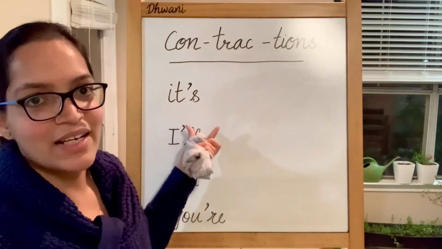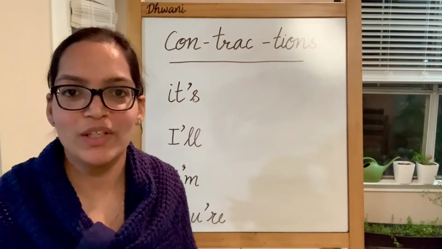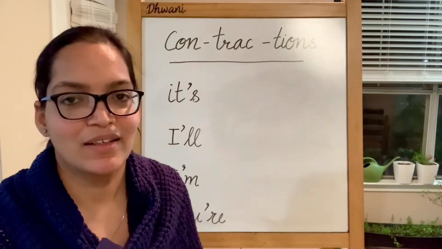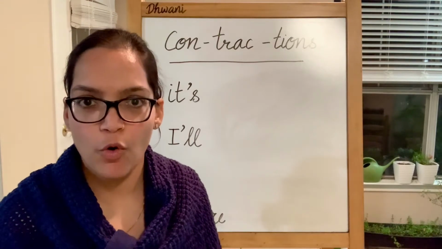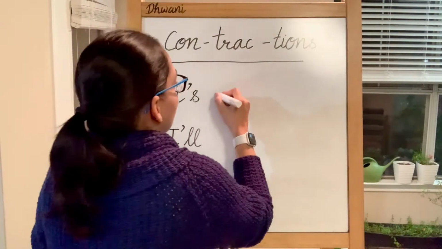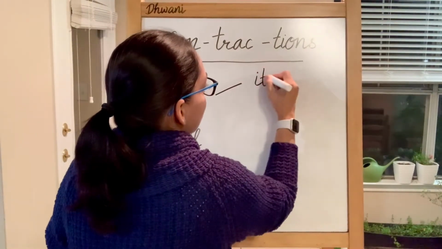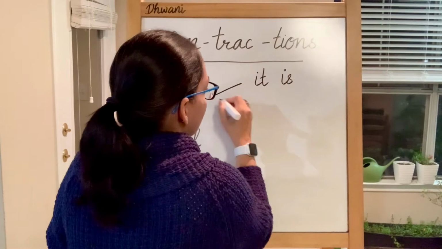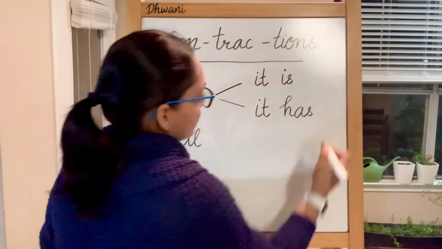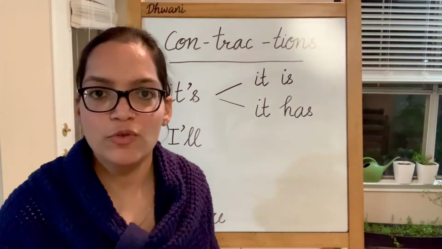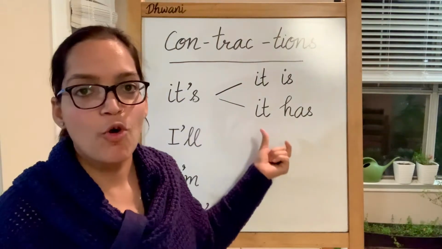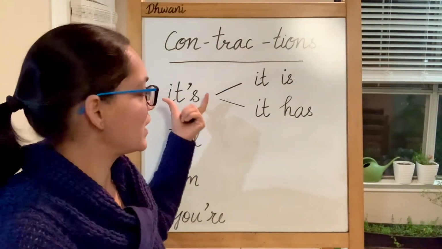So when I take up this example, which is the most commonly used contraction, it is it's. It's is a contraction for it is or it has. That means in place of it is, I can use it's. In place of it has, I can again use it's.